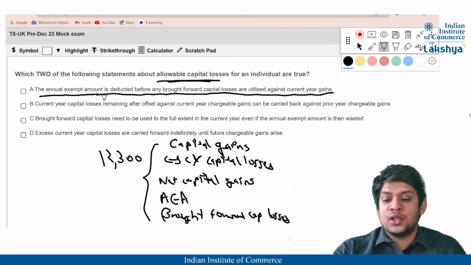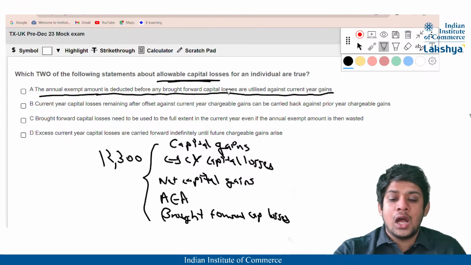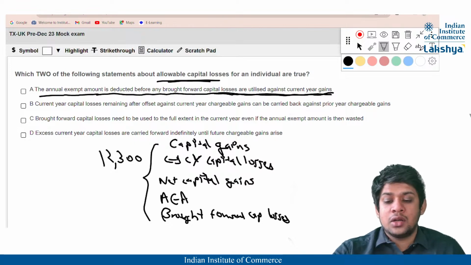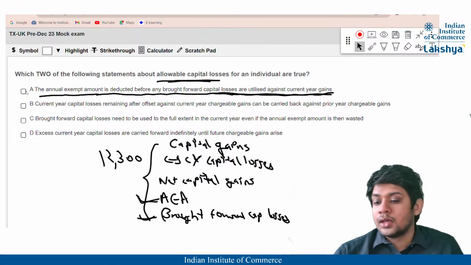Now they are saying that the annual exempt amount is deducted before any brought forward losses are utilized against the current year gains. Yes, the annual exempt amount is obviously taken before the brought forward losses are adjusted against the current year gains. So the first statement is correct. Right, I'll click on the first statement.